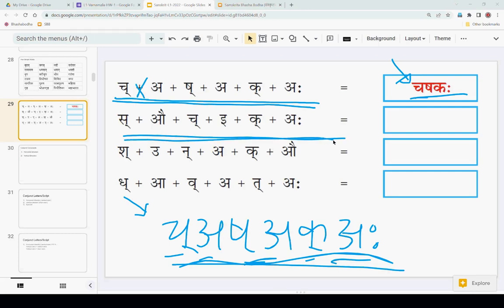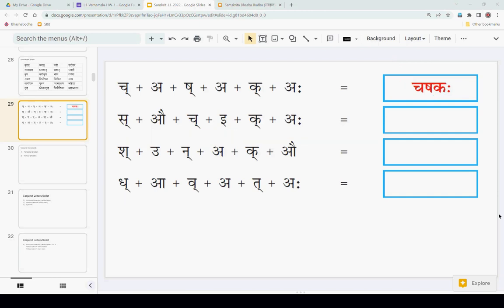Yes, you can practice it. Rita, what is this? Second line. Glass. Souchaka. This is E. Souchaka. Souchaka meaning tailor.